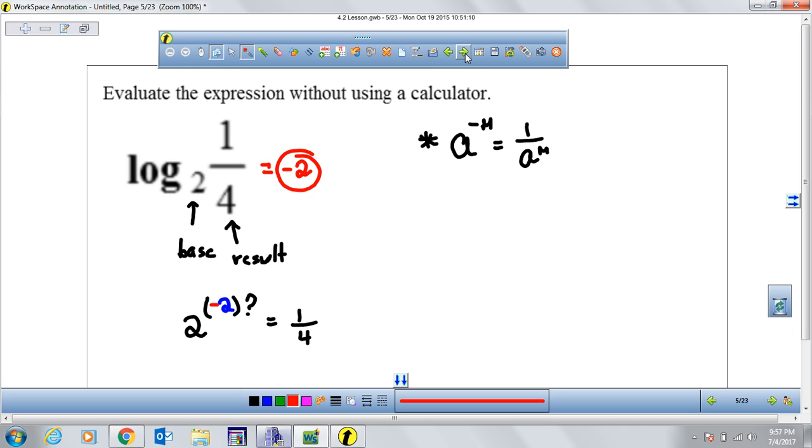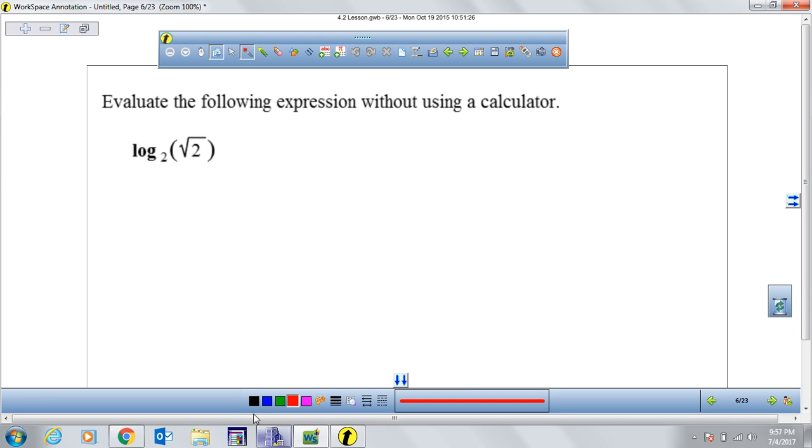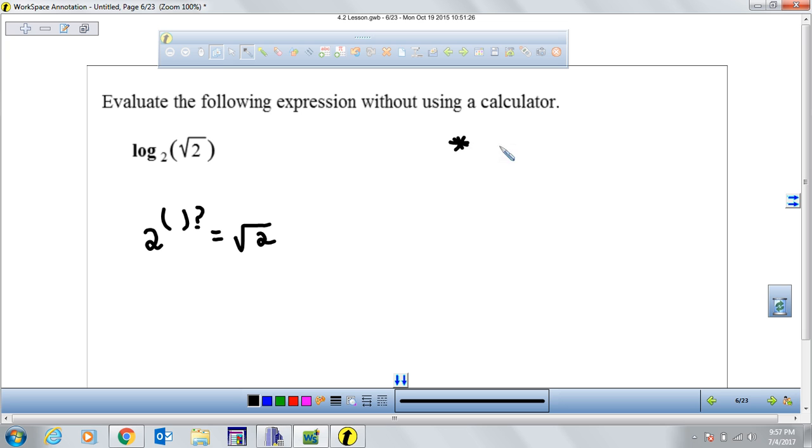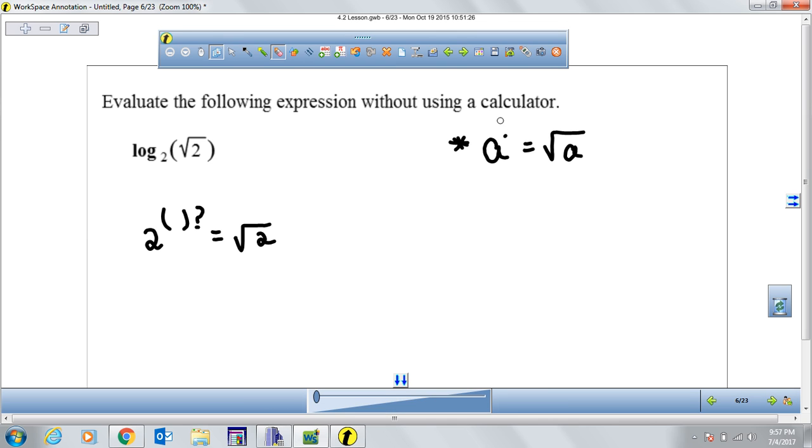Okay. Now, we're going to do the exact same thing here. On this one, we're going to apply another property that we learned from exponents back in section P.3. We're trying to find a power that when I raise 2 to that power, it gives me an answer of the square root of 2. A number raised to what power is going to equal the square root of that number? We talked about it in section P.3. Any number raised to the power of 1/2 equals the square root of the number.